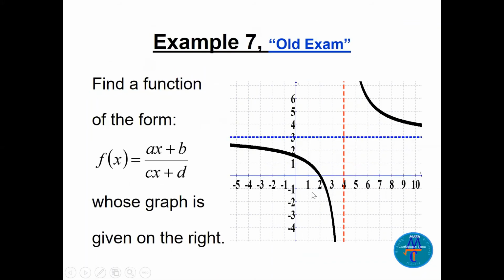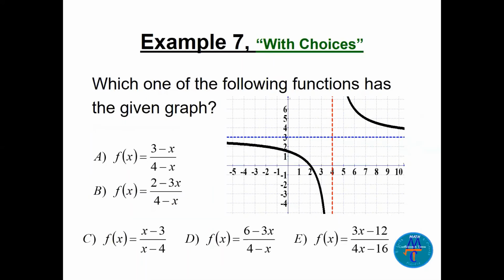Now here we have the graph is given. See the vertical asymptote and the horizontal asymptote and the graph. And the function ax plus b over cx plus d. Let's find this function. This might be in an exam, like a multiple choice. So it will look like this. So the given function a, given b, given c, given d, given e.